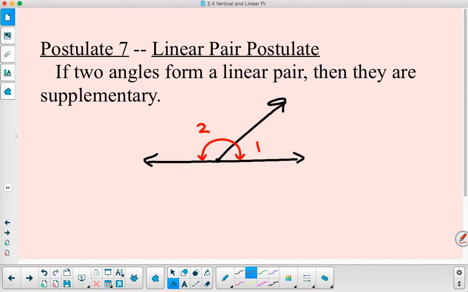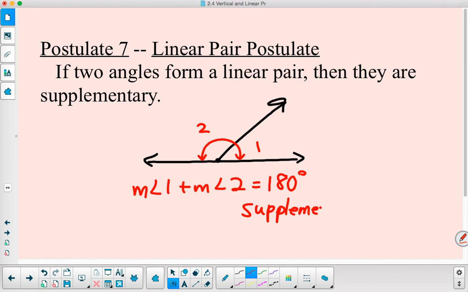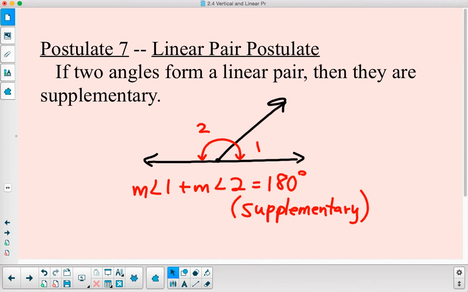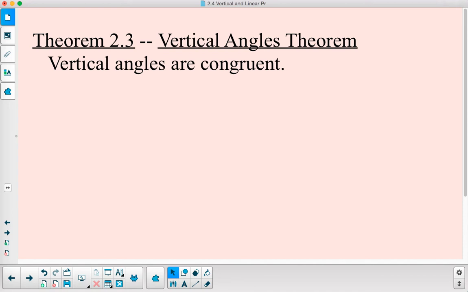They're going to add together. So the measure of angle 1 plus the measure of angle 2 in this diagram is going to be 180 degrees. That's what supplementary means. Then the other thing that should have come out of that diagram was that the vertical angles were the same. Vertical angles are congruent is what the vertical angle theorem says. Pause to write the notes.